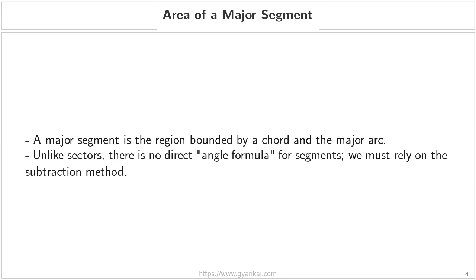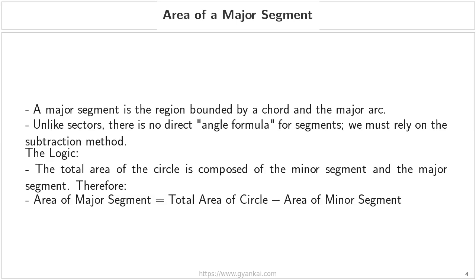Now, here is an important distinction to keep in mind. Unlike the sectors we just discussed, there is no direct angle formula specifically for segments. While we could use a direct angle for a sector, for a segment, we must rely on the subtraction method. The logic behind this is quite straightforward. Think of the entire circle as being composed of just two pieces, the minor segment and the major segment. Because they make up the whole, we can say that the area of the major segment is equal to the total area of the circle minus the area of the minor segment.